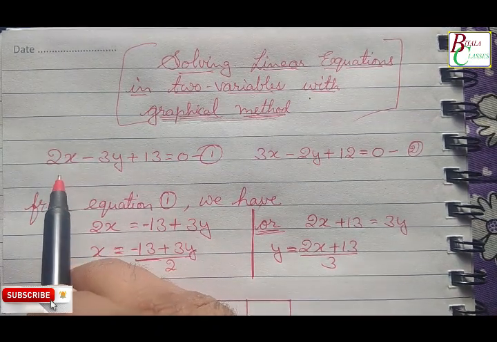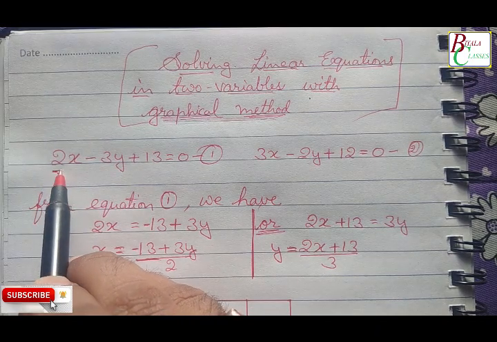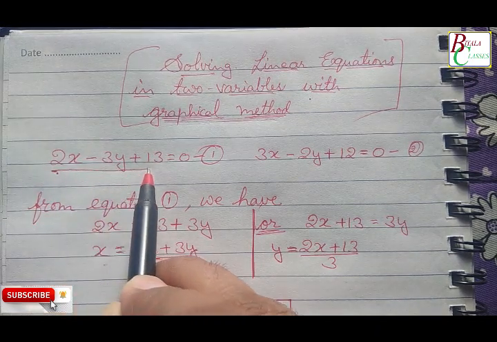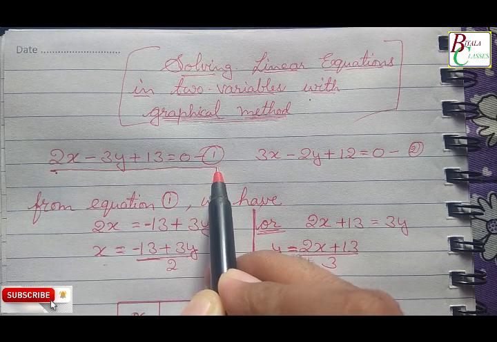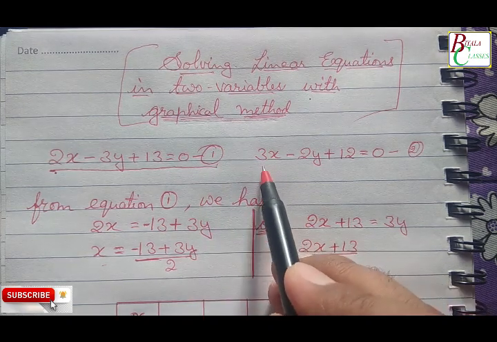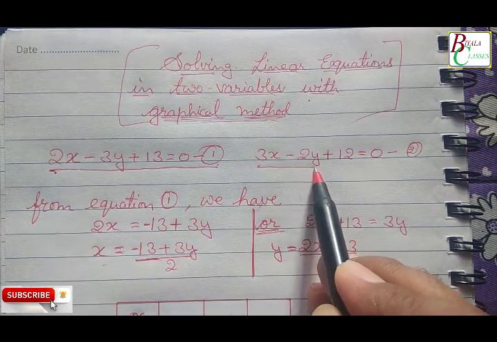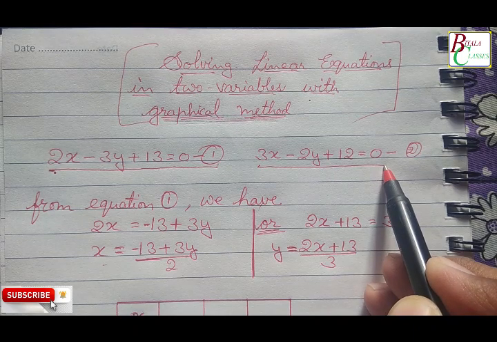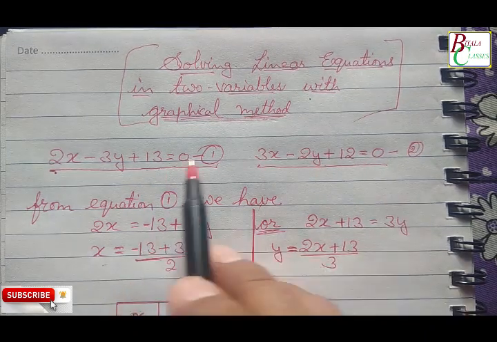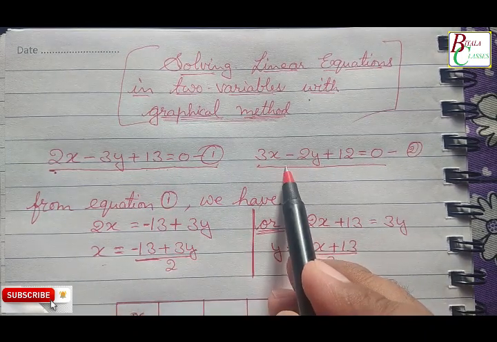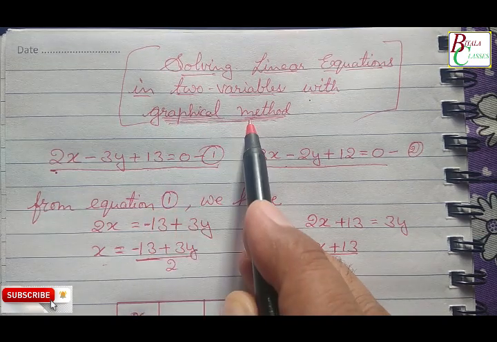Now here you can see that there are two equations taken. One is 2x minus 3y plus 13 equals 0, and the second equation is 3x minus 2y plus 12 equals 0. So this is the pair of linear equations which we have to solve by the graphical method.